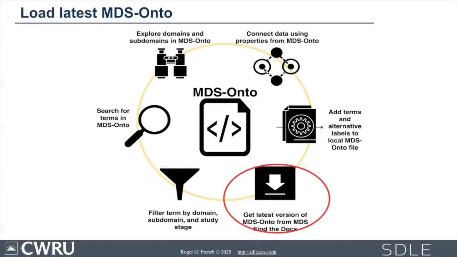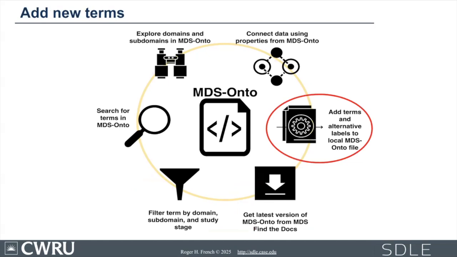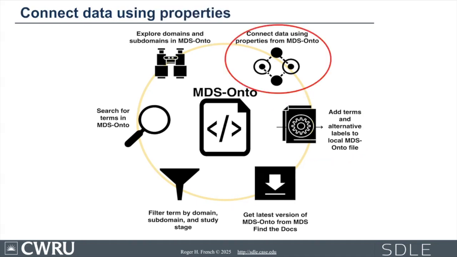You can also get the latest version of MDS Onto from MDS Find the Docs, which is a website where we host our MDS Onto as well as other information about our packages and the work we've done in materials science ontologies. We also allow the users to add terms and alternative labels to their local MDS Onto file, which you can download from MDS Find the Docs. And lastly, we have a way for the users to connect their data using object properties from MDS Onto.